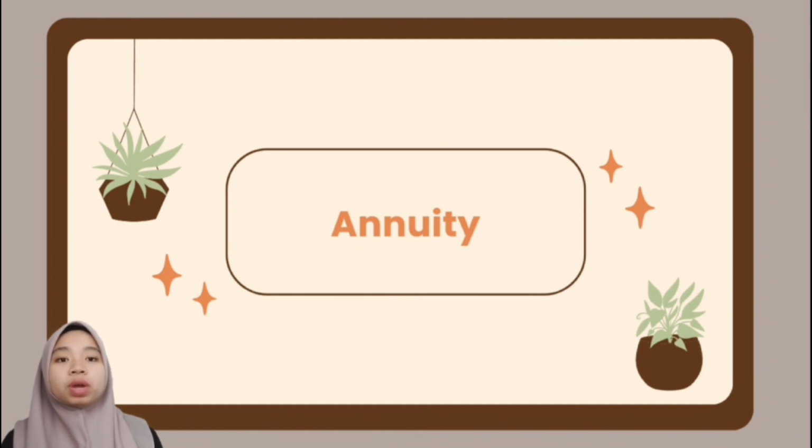Now, I will continue with the topic annuity, which is all about any finite sequence of payments made at fixed periods of time of equal length over a given interval. The payment period of an annuity is the fixed period of time. So, the annuity is divided into two types, which are ordinary annuity and annuity due.